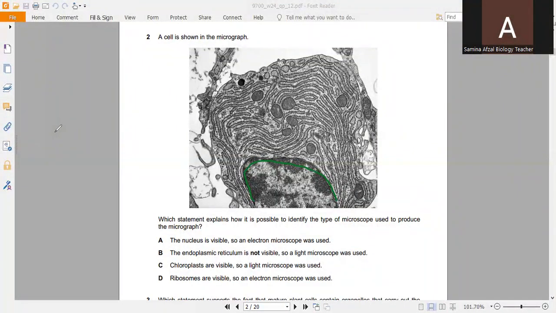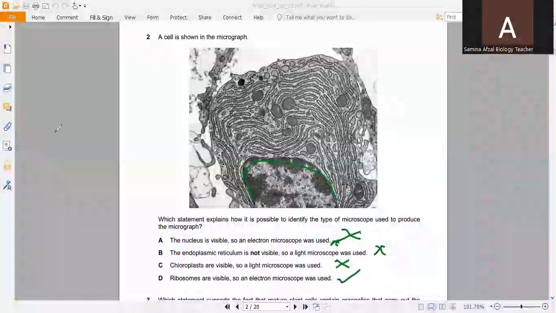Light microscope only shows the nucleus. So the first option is, the nucleus is visible, so an electron microscope was used. No, it is also visible in light microscope. This is not the correct option. The endoplasmic reticulum is not visible? We can see endoplasmic reticulum is there. The chloroplasts are visible, so a light microscope was used? In light microscope, we cannot see the chloroplasts.